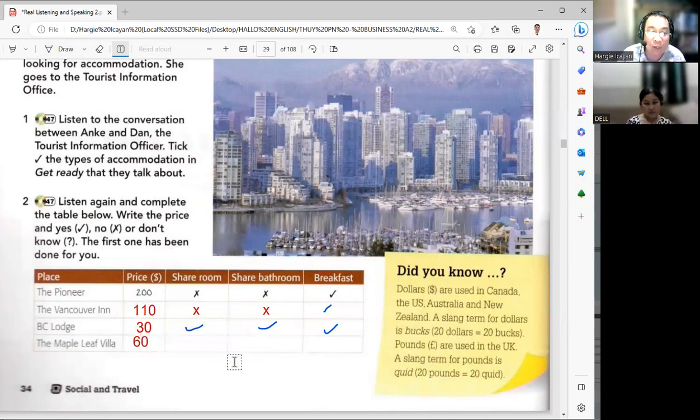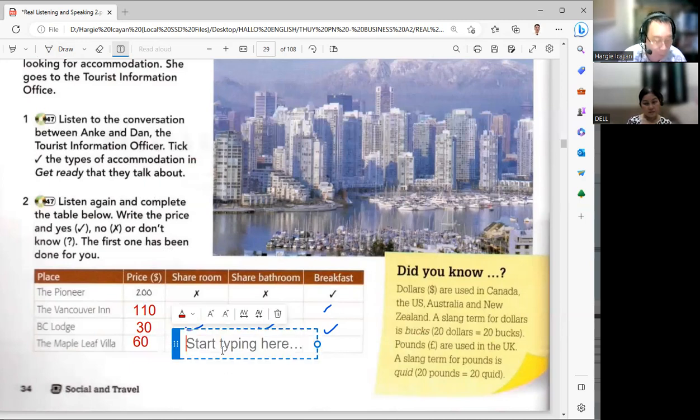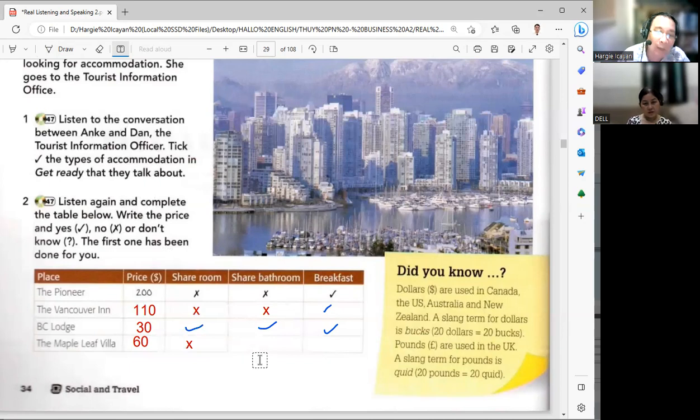And how does it look, according to her? She will have her own room, but there would be a shared bathroom. And what about the breakfast? Not included. Okay, it was not mentioned. So therefore, we have to put a question mark, right? Because it was not mentioned in there.